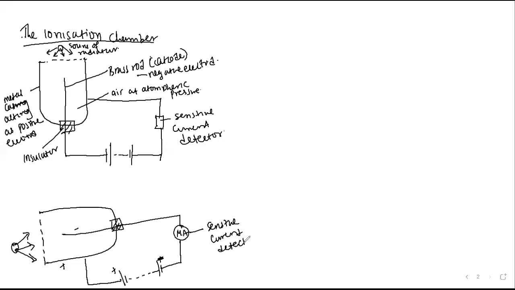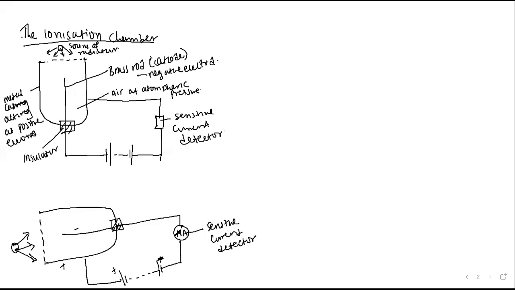When we say a sensitive current detector, physics items are sensitive if and only if they are able to measure very small quantities of units they are supposed to measure. That's why this is called, according to this second diagram, a microammeter. So if it's a microammeter, that means it measures very small quantities of current. So a device in physics is said to be sensitive if it can detect very small quantities of units it has to measure. So if it can detect very small values of current, then we say it is very sensitive.